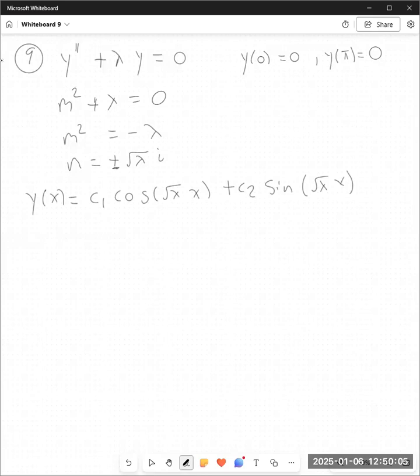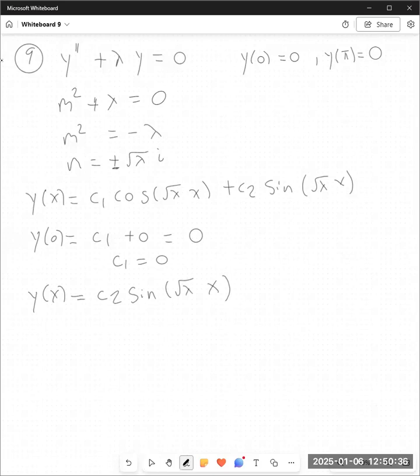Let's go ahead and stick in our first condition here. y of 0 is equal to c1 plus 0 c2, and that needs to be equal to 0. So c1 has to be 0. So that reduces y of x to be equal to c2 sine of root lambda x, like so.